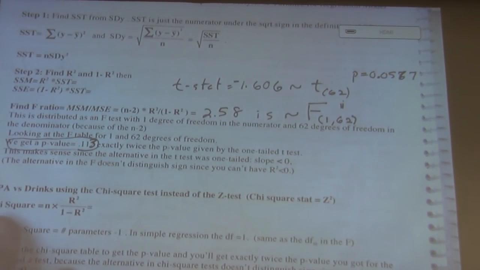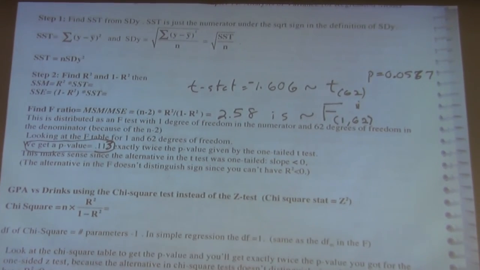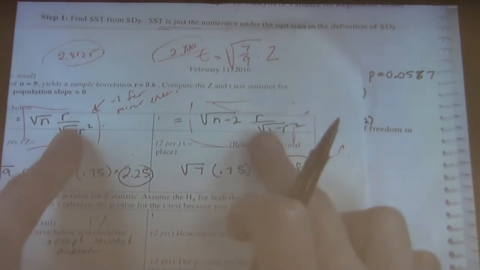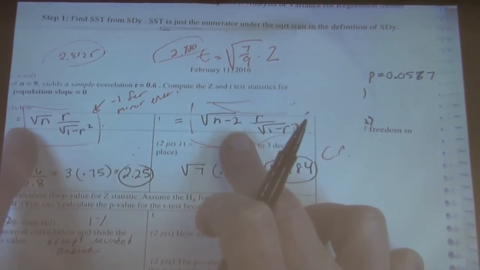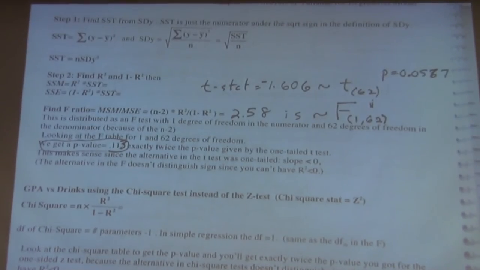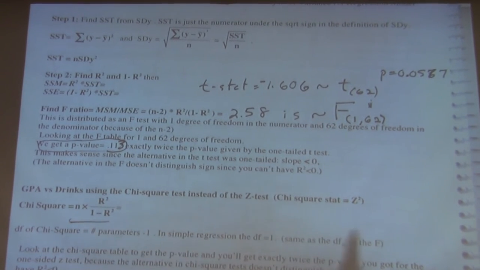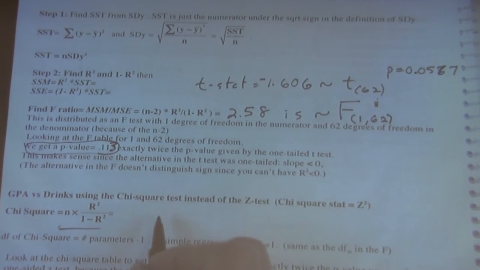Okay, so now let's use the chi-square test instead of the z. Let's go back to our exam. Remember what the z was here? Our z was that. It's the same. This part's the same. We just don't make that little adjustment. So this is our chi-squared, and it's going to be the z.